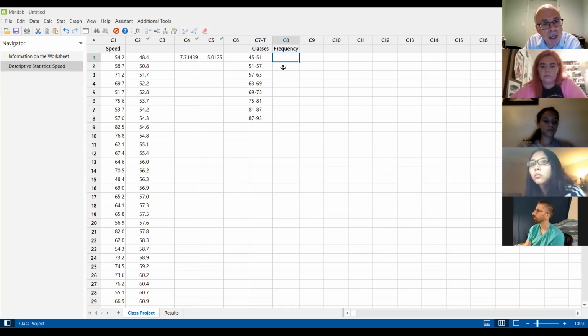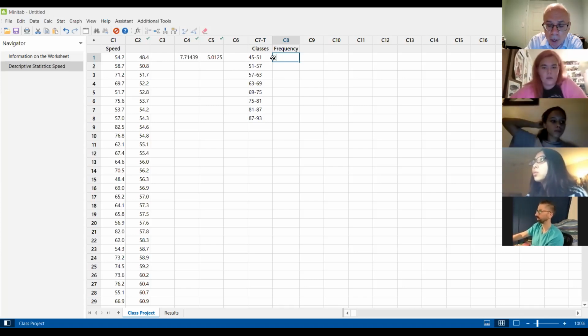Now, this is where sorting the data set will make this easy, because what you need to do now is count the number of values in your data set that start at 45, go up, but do not include 51. How many are there? 2. 2, 48.4 and 50.8. So I'm going to type in 2 here.